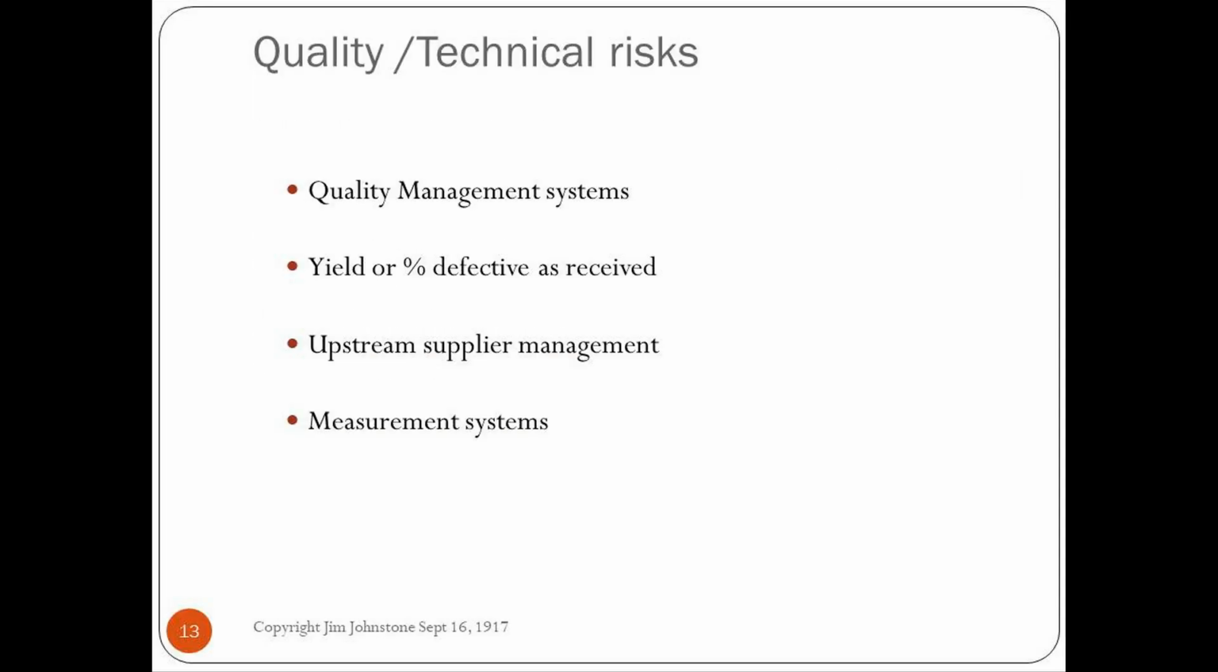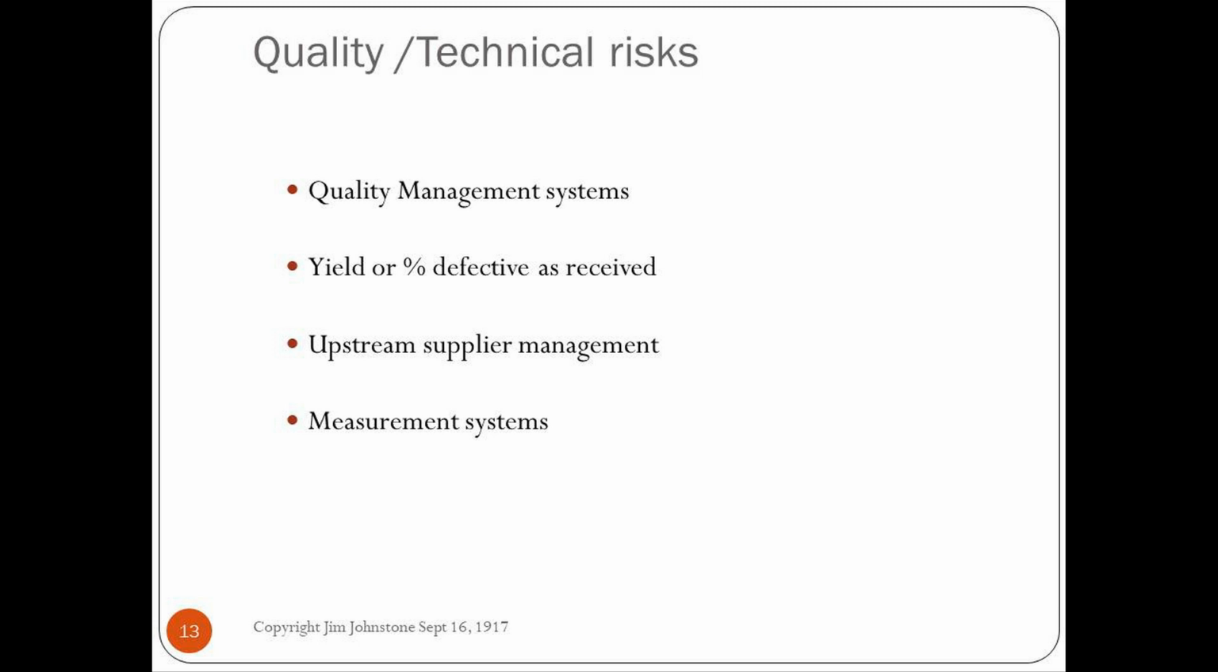Now let's take a look at the quality and technical risk. If you've done business with a supplier before, you probably have a pretty good handle on their ability to deliver products that meet your technical requirements. If you haven't done business with a supplier, take a look at their quality management system. Many small companies do not even have one. They just have a quality person or maybe just inspectors. I would be looking for ISO 9001 as a minimum and investigate to see if they are following their processes.